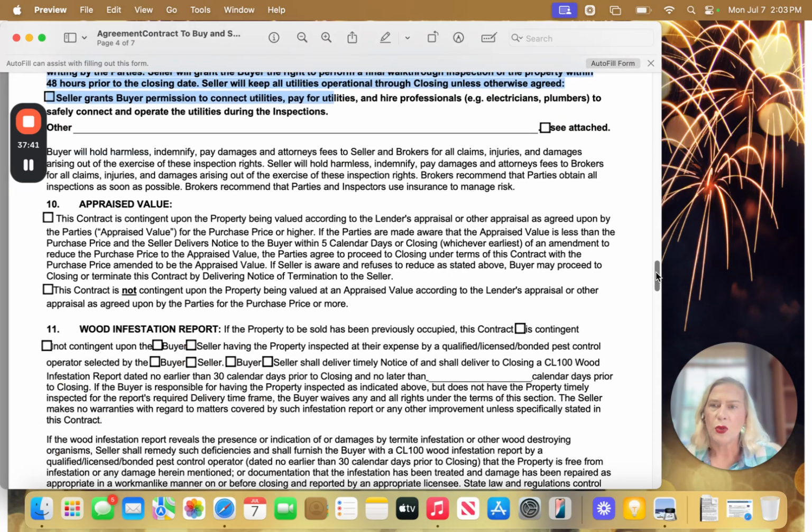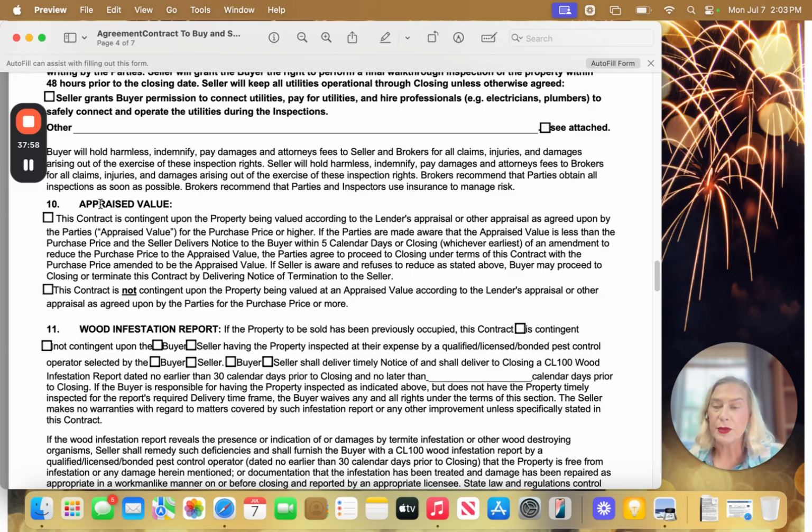Then we go into some hold harmless stuff in that next section about us or the inspectors, which we don't cover inspectors under the law, but it just says, hey, you can't sue us if something happens because you hired the inspector and he's an asshole.